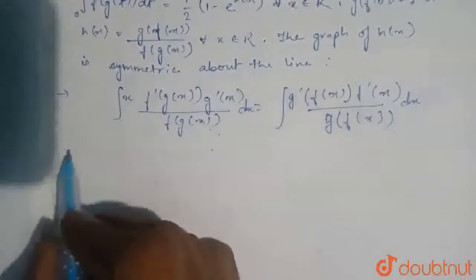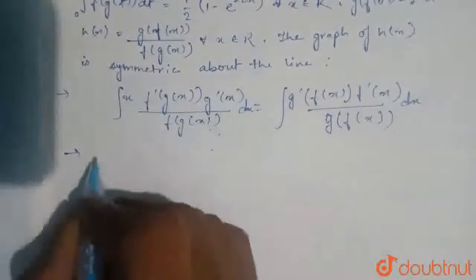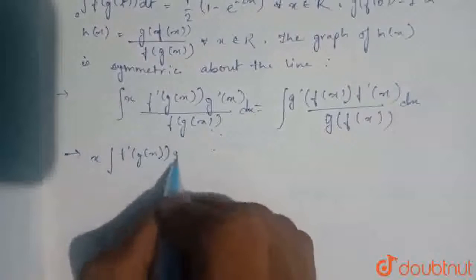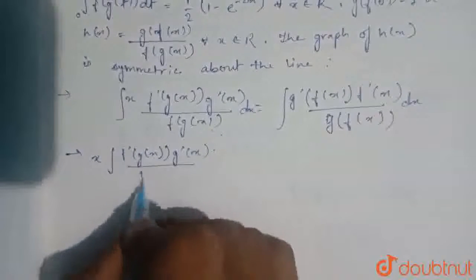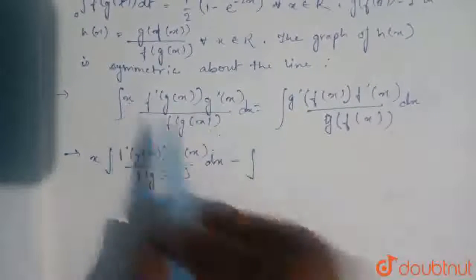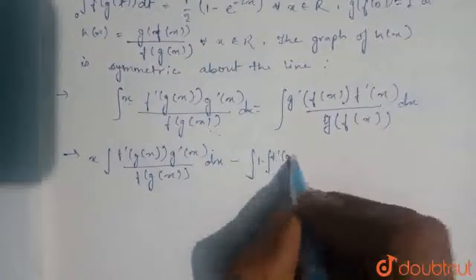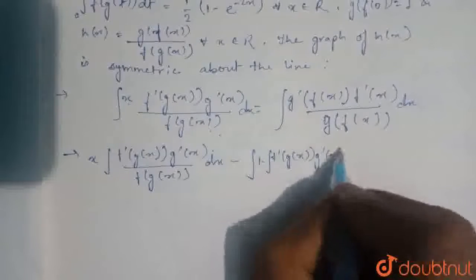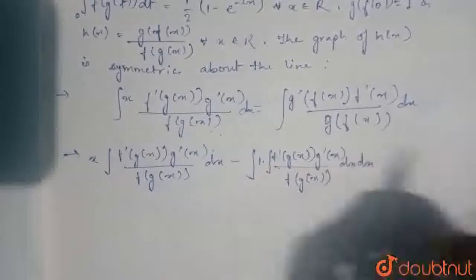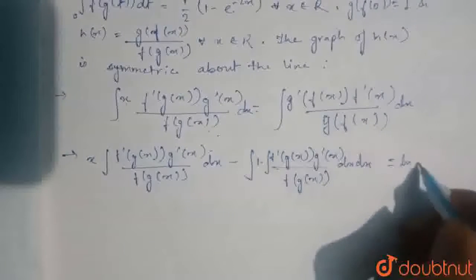We can integrate it and we'll get what? This is a combination of two functions, so we'll apply the partial integration formula. x times integration of f dash of g(x) times g dash x upon f of g(x) into dx, minus integration of the derivative of x, which is 1, into integration of f dash of g(x) times g dash x upon f of g(x) into dx. That will lead to what? This is the function and this is its derivative, so directly it can be written as ln of g of f of x.